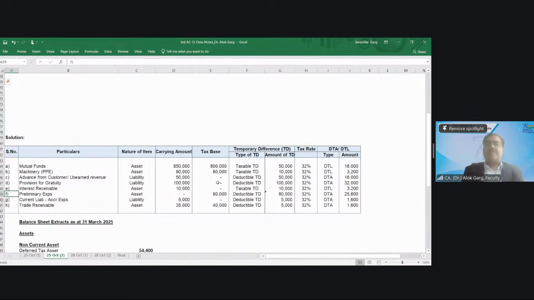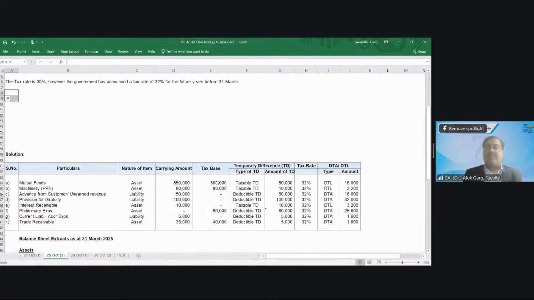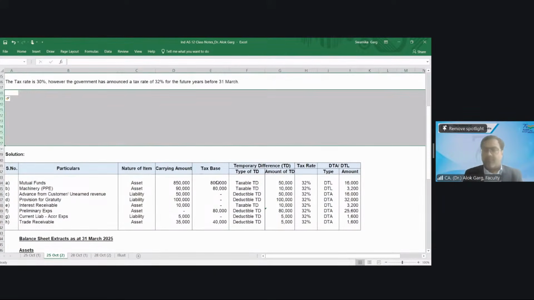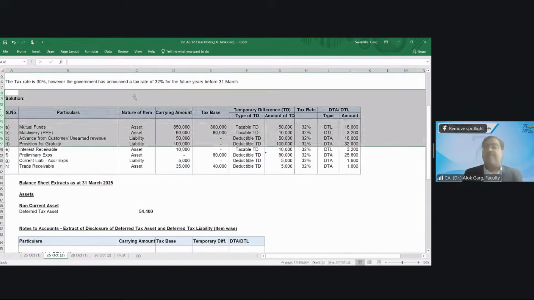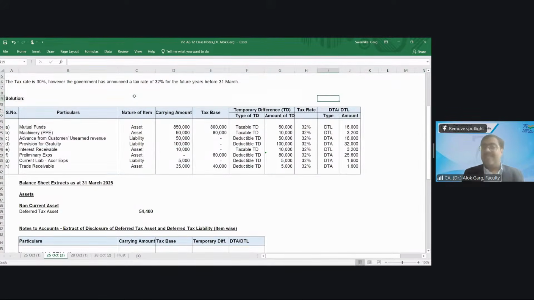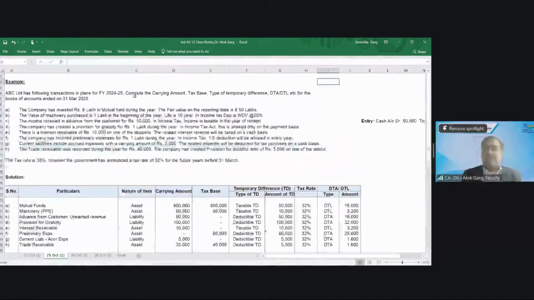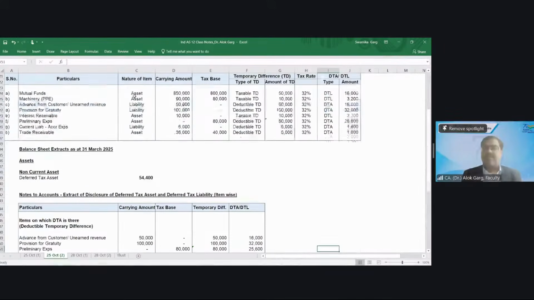Okay. So are you 100% okay with this concept of carrying amount, book base, tax base, taxable temporary differences, deductible temporary differences, then your DTA, DTL? Are you okay with this entire concept? Yeah.